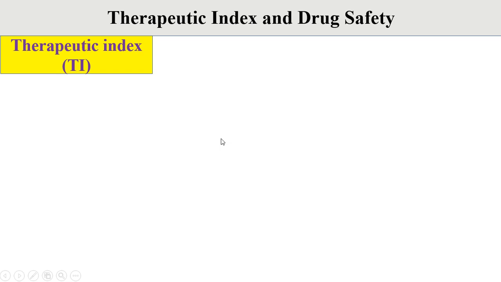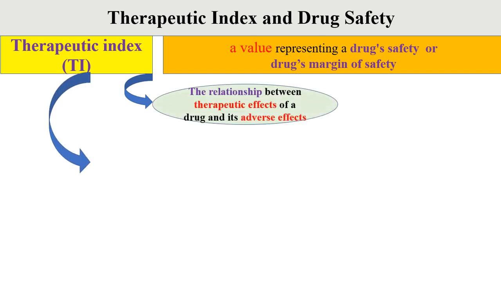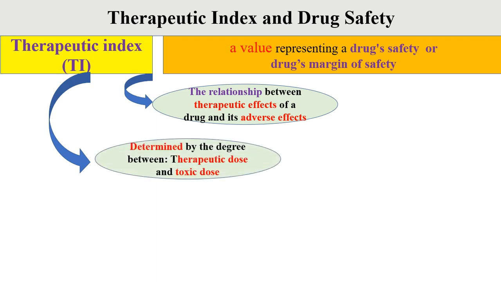The therapeutic index and drug safety. Here we must know that each drug has a safety margin or safety border. This is what we call the therapeutic index, which we can define as a value representing a drug's safety or margin of safety. So the therapeutic index shows the relation between the therapeutic effect of a drug and its adverse effect, and is also determined by the difference between the therapeutic dose and the toxic dose.